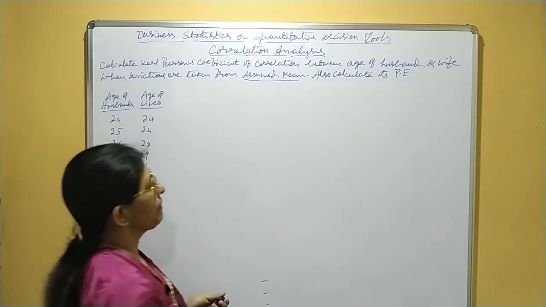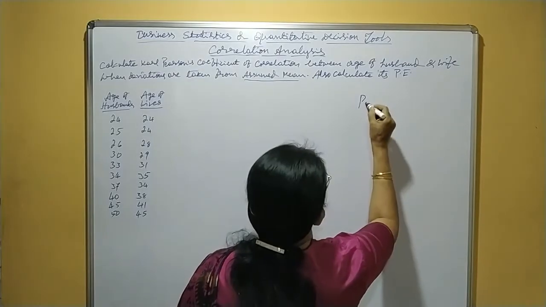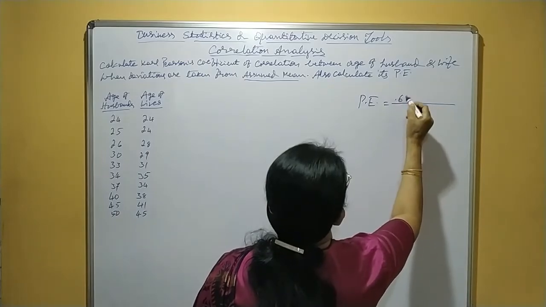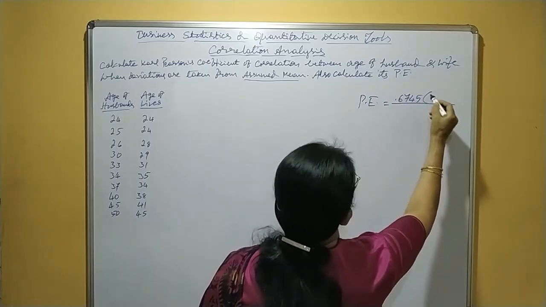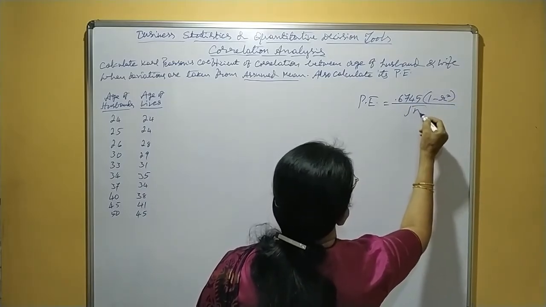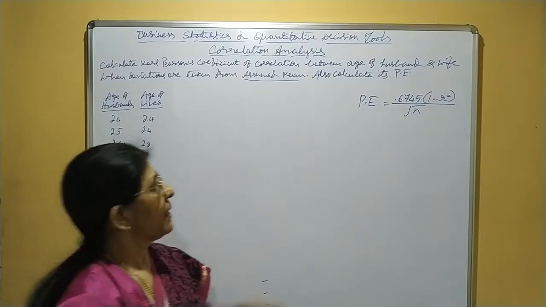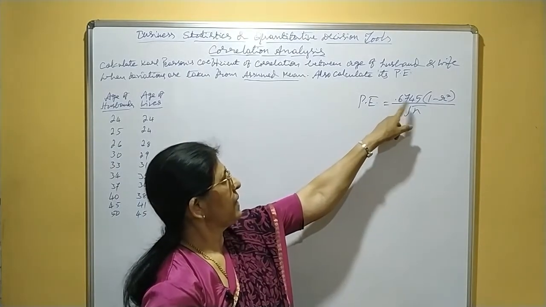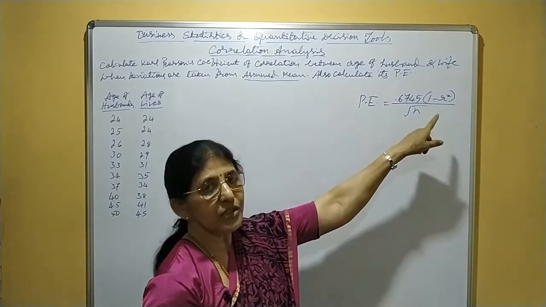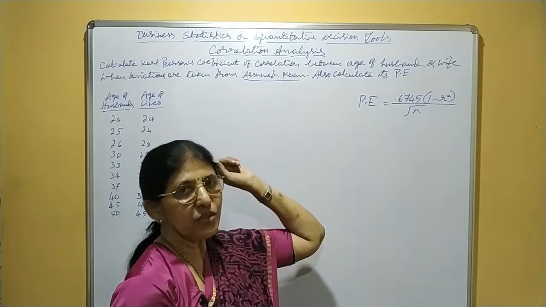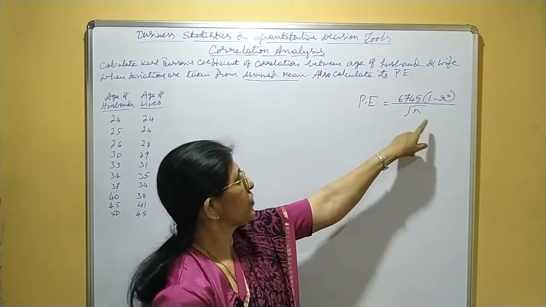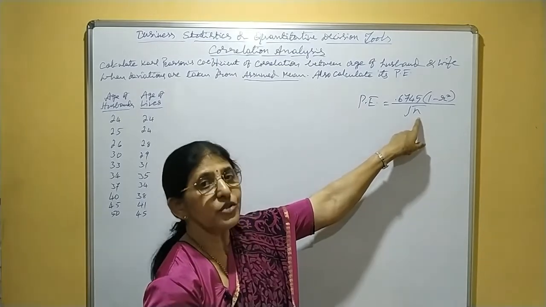It is given by probable error equals 0.6745 into 1 minus r square divided by square root of n. Here you have to keep in memory this number, 0.6745 into 1 minus r square. R means Pearson's coefficient of correlation. R square means r into r. Then square root of n. Here I have taken small n.